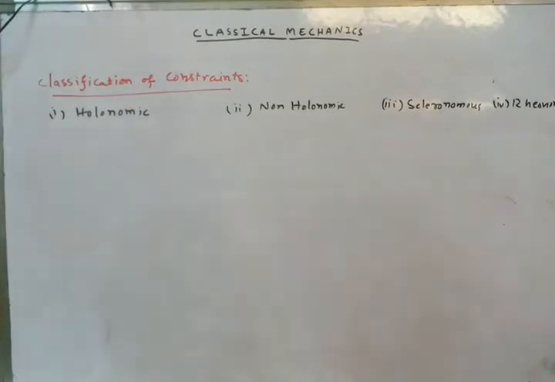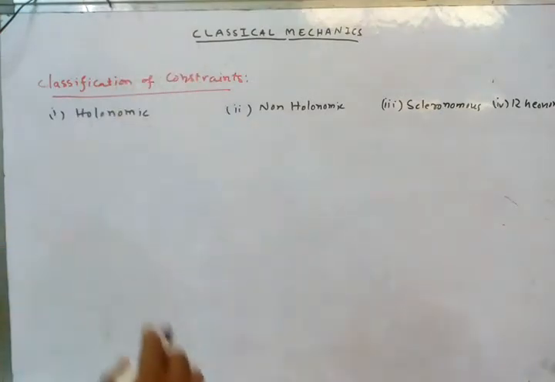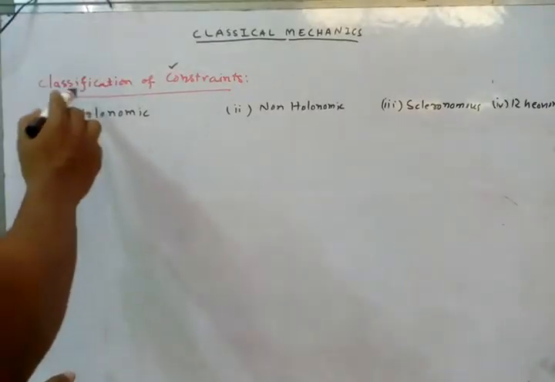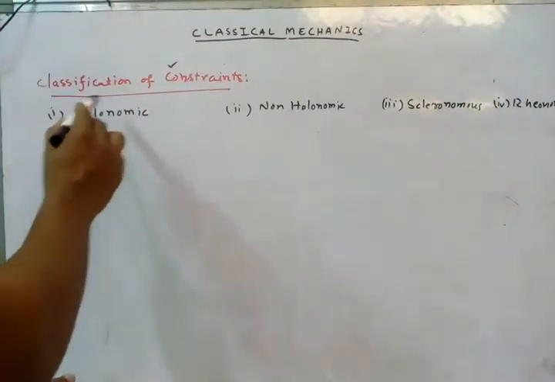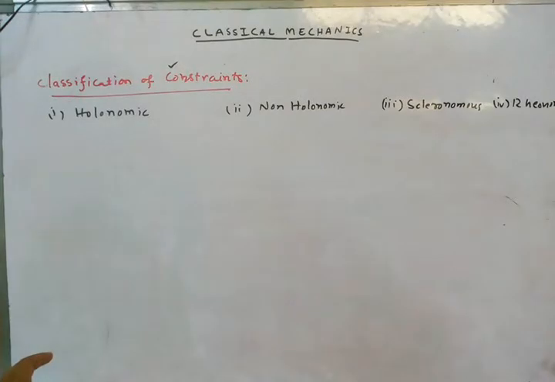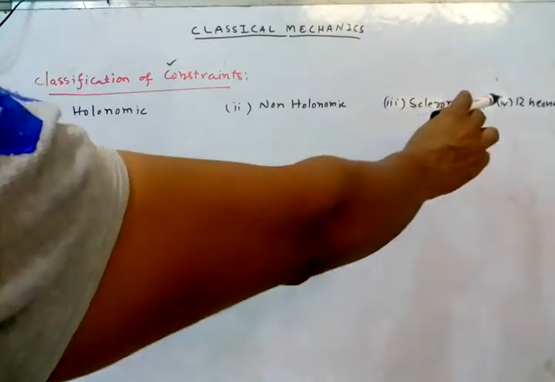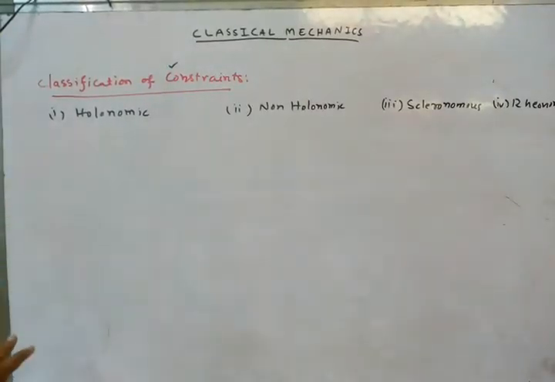So in this video, I explain classification of constraints. In the last video, I explained what is constraint. Here, the classification of constraints. In the types of constraints, the first one is holonomic, non-holonomic, scleronomic, and rheonomous. We have four classifications here.